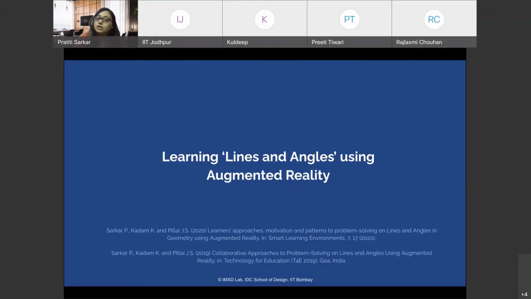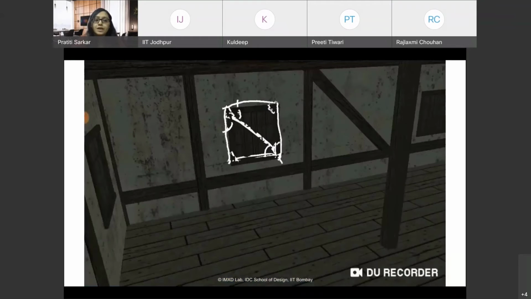Okay, moving on. I'll now talk about a second case study, which is on implementing the topic of lines and angles in the augmented reality world. So we had two publications. If you want, you can dive deeper into how the study was done and what outcomes came out of it. I'll just give a glimpse of the entire process of the study. So I'll show you a video of how the task was designed in this.